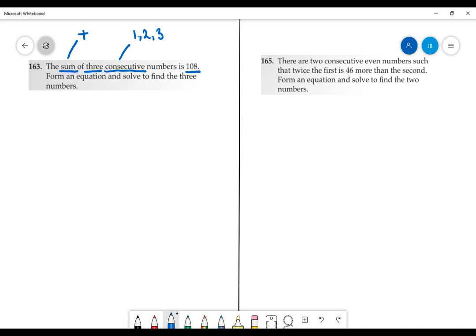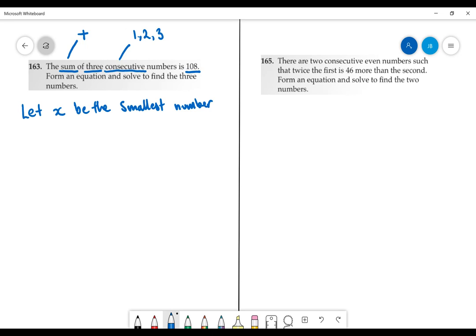So it sounds quite difficult in that we need to find three numbers, but really all we need to do is find one of them, and then we know the other two because they're consecutive. So we're going to start by saying let some variable, I'm going to use x, but you could use any letter that you like, be the smallest of these numbers. So that means that if x is the smallest, then the next ones in that sequence would be x plus 1 and x plus 2.